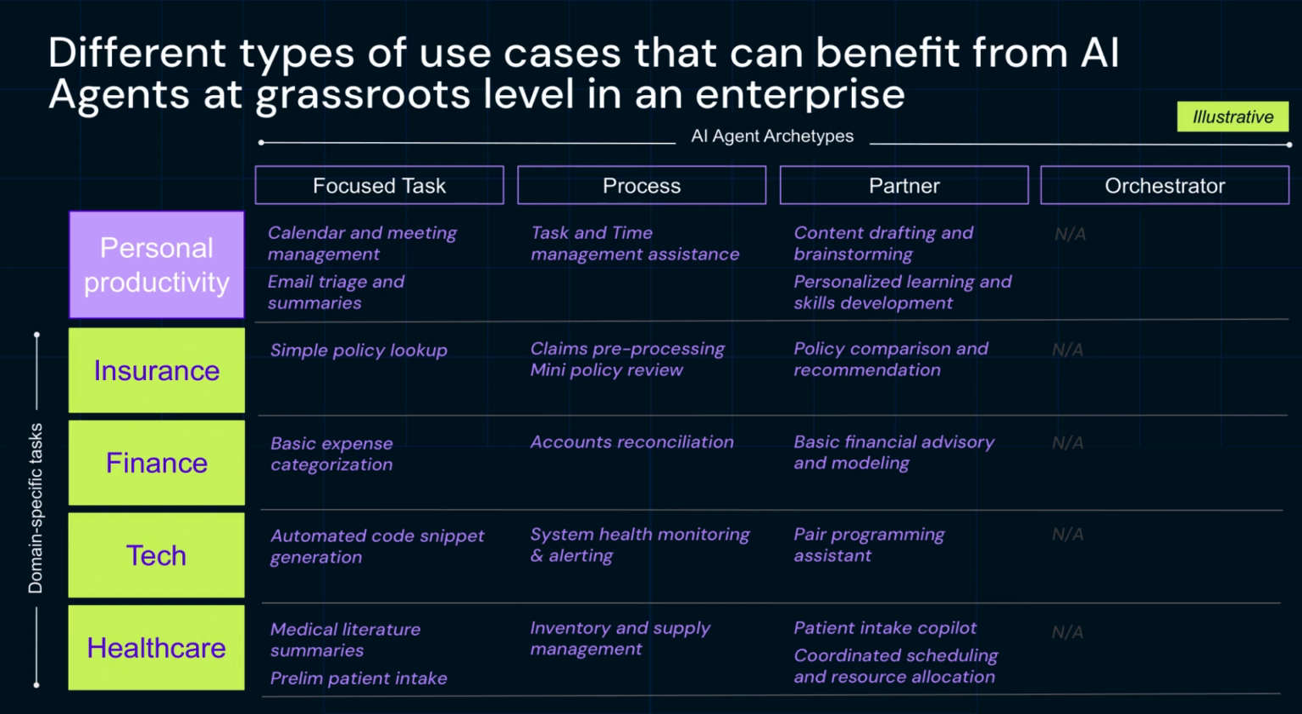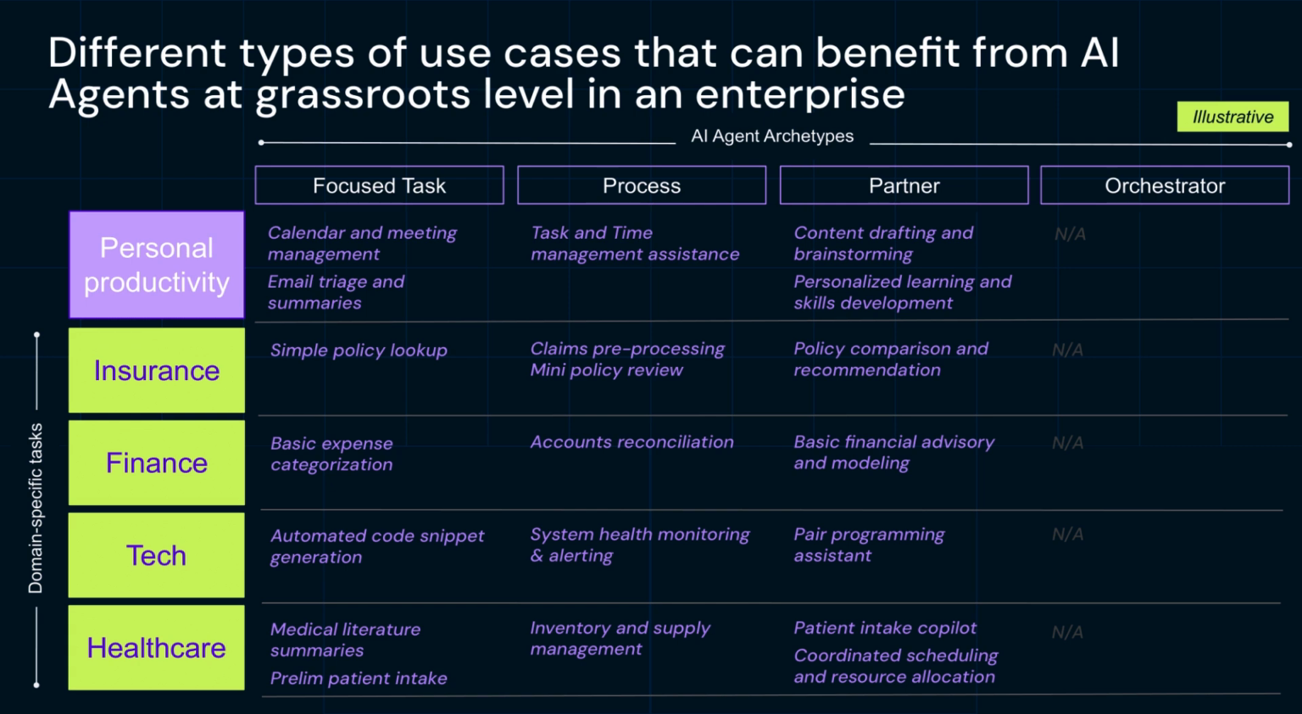An example under partner agent would be policy comparison and recommendation. This helps staff propose policy options to customers, factoring in coverage needs. A mini orchestrator for policy review, which coordinates sub-agents handling policy documents, underwriting rules, and claim details.